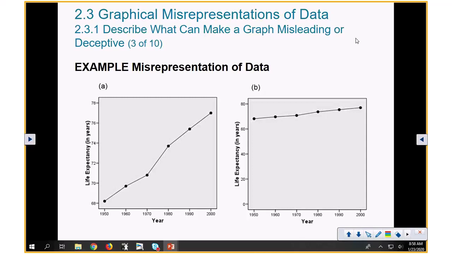This would be marked probably bias, because everybody since the first or second grade knows if you draw a graph, you start from zero.